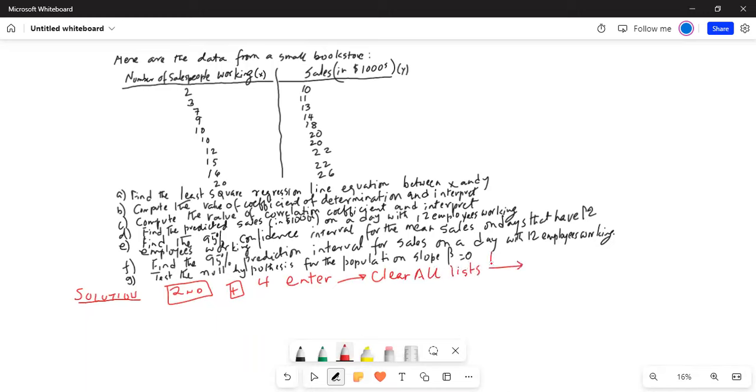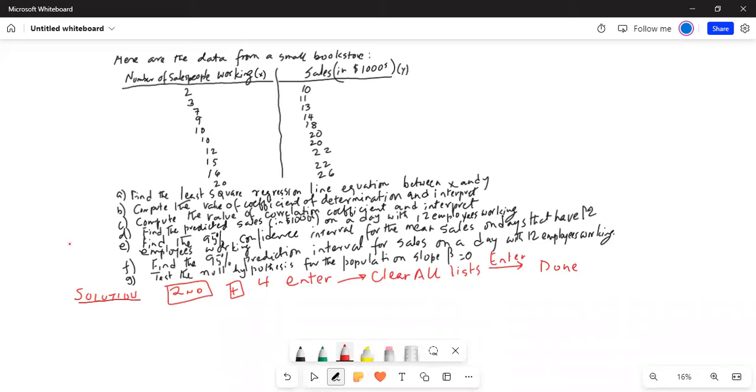Again, enter, and you'll get Done. This means the memory of the calculator has been cleared. So second button, plus on top of enter, then number 4, Clear All Lists on your calculator screen, and enter. Done. Okay, now we are ready to enter the data.